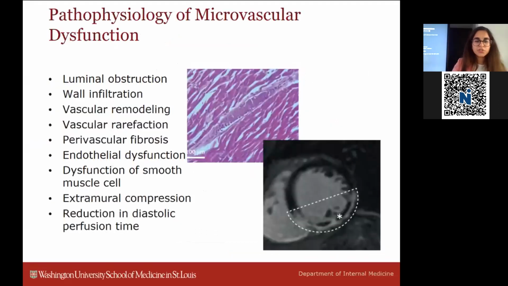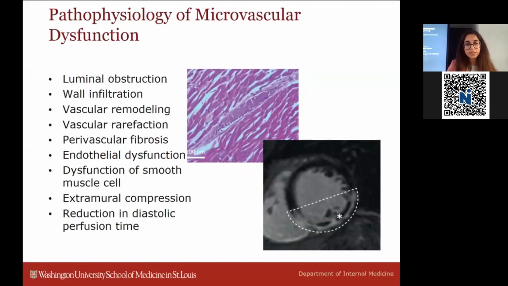The pathophysiology of microvascular dysfunction is pretty well delineated now over the last 20 years. You can have obstruction, infiltration, you can have vascular remodeling, rarefaction, you can have fibrosis, dysfunction of the smooth muscle lining, endothelial lining, you can have extramural compression, reduction in diastolic perfusion time.